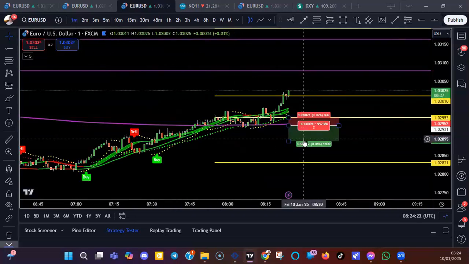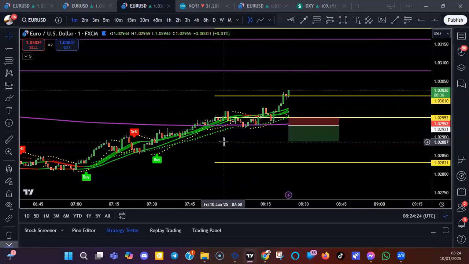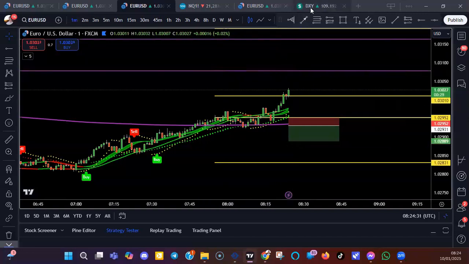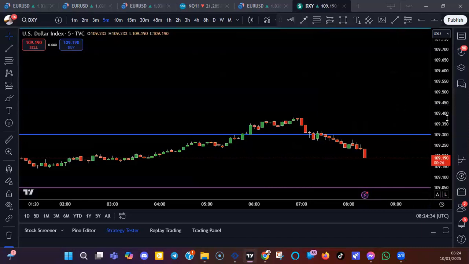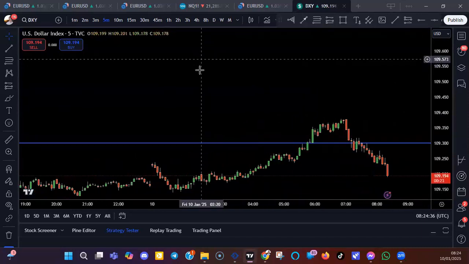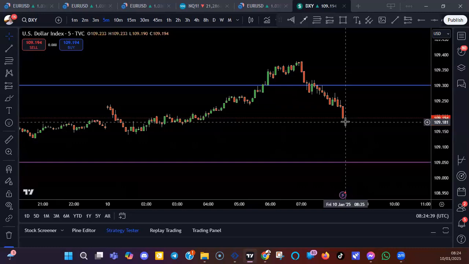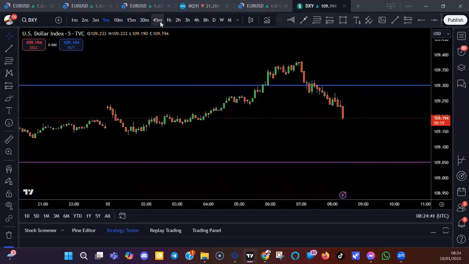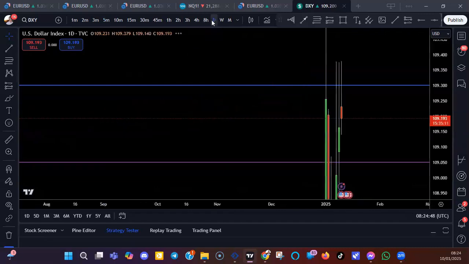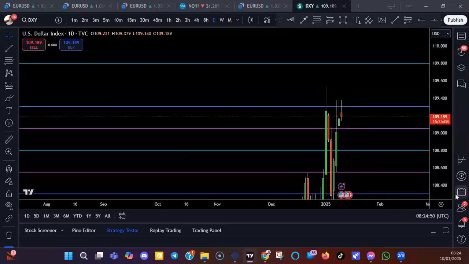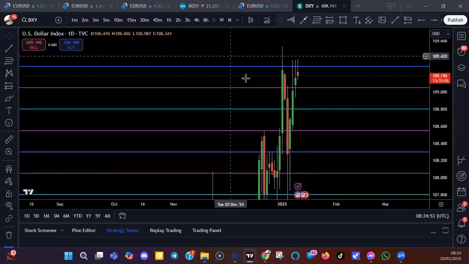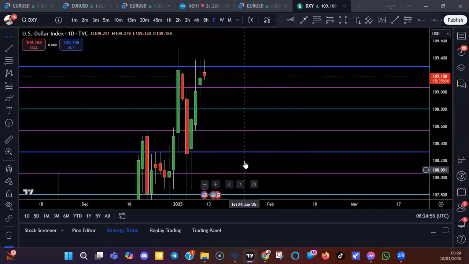So this is where we are. We're on the dollar, which has been very high. This is the dollar. As you can see, the dollar is now falling. I'm going to put it on the daily, just to show you guys. This is the dollar, DXY, the dollar index.